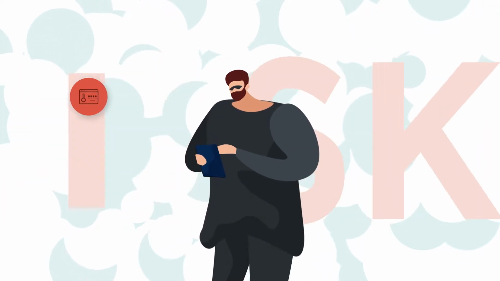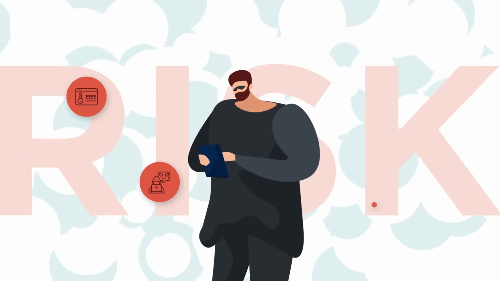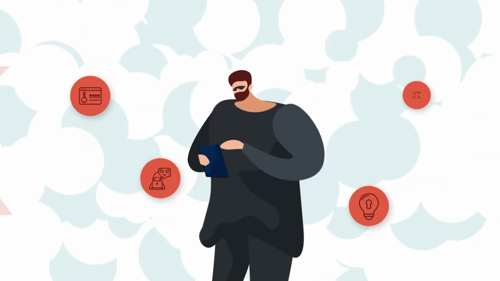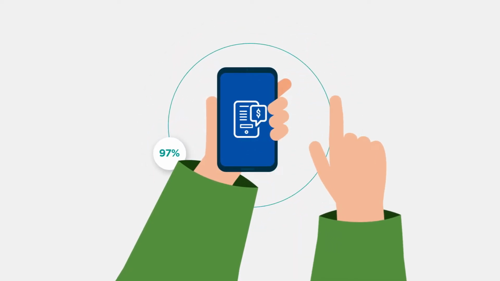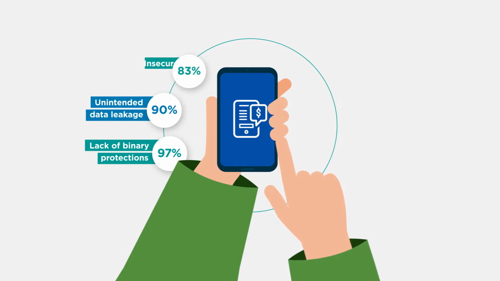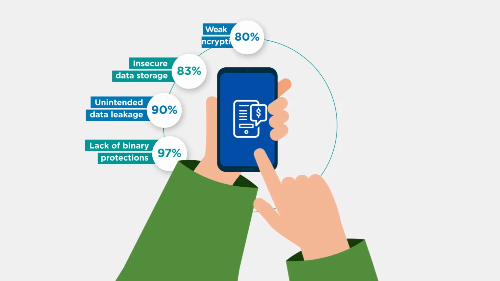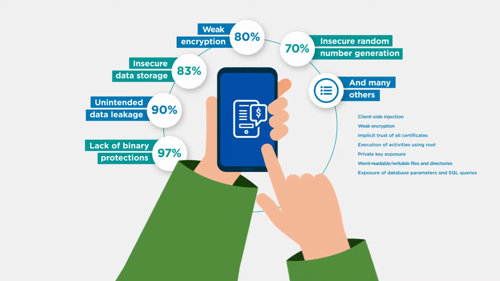They can then steal user credentials, directly attack backend systems, or access sensitive data, including intellectual property and personally identifiable information. A study of 30 financial apps from leading enterprises found they contained up to 11 different vulnerabilities, including lack of binary protections, unintended data leakage, insecure data storage, weak encryption, insecure random number generation, and many others.